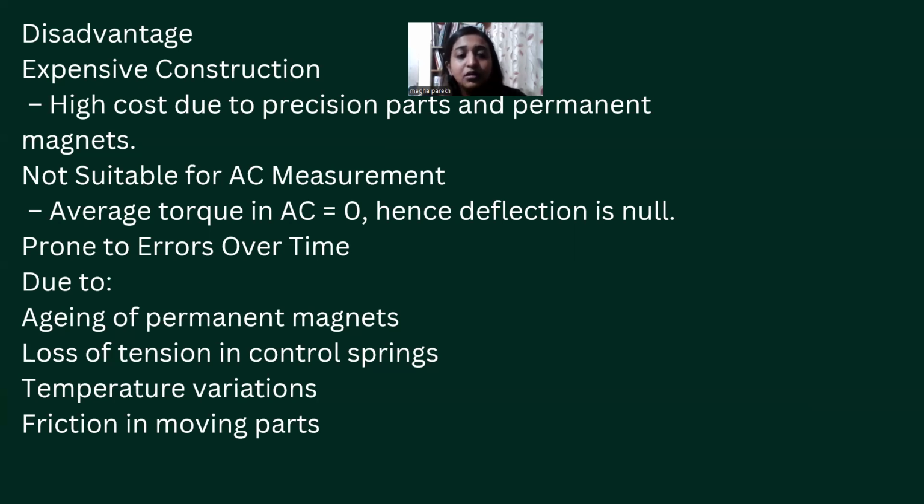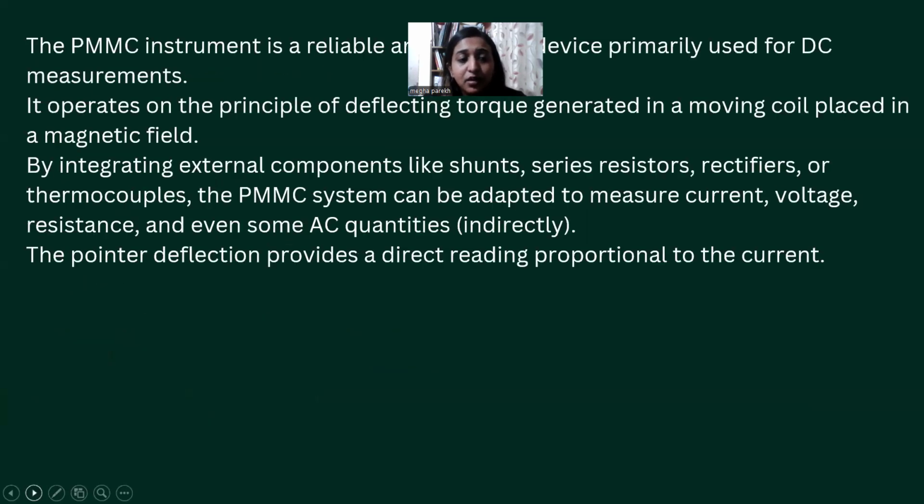Okay. So, when a permanent magnet is used for a long time, there is a loss of tension in the control springs. Due to some temperature variation, there might be error, and due to friction in the moving parts, there also could be error. So these are the disadvantages of the PMMC.